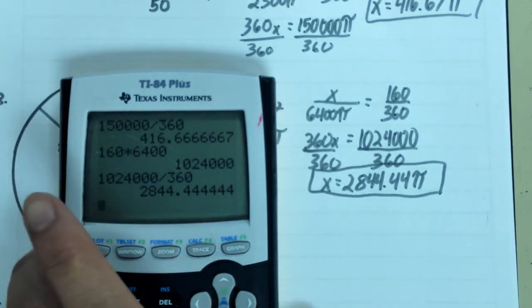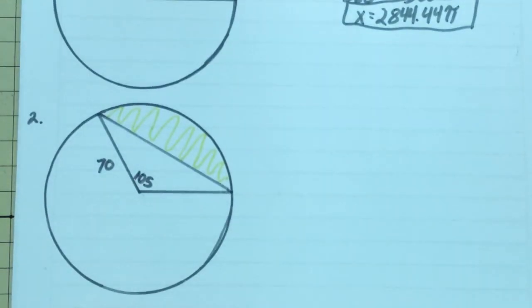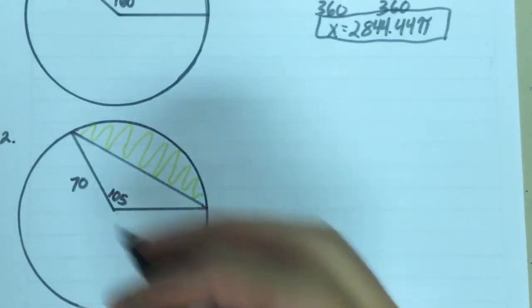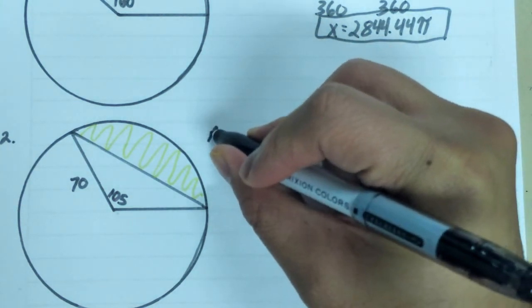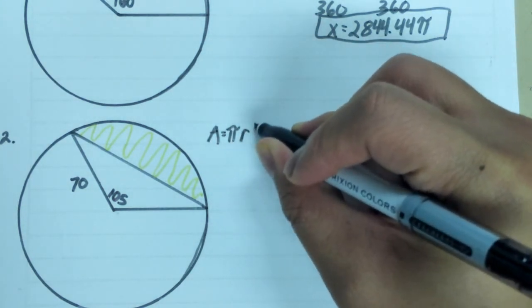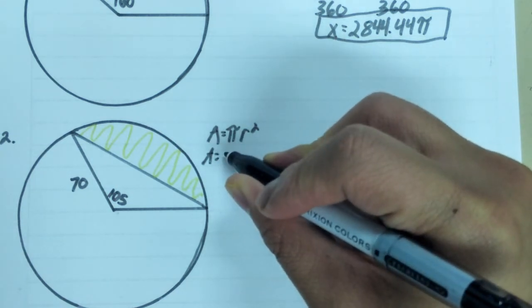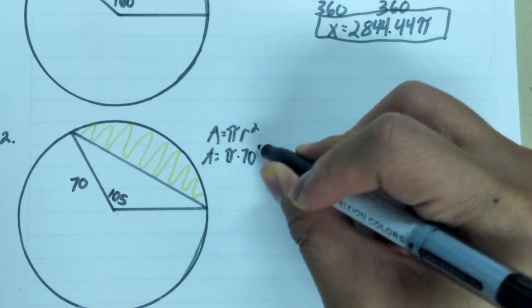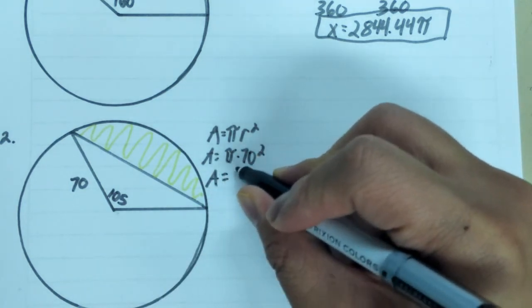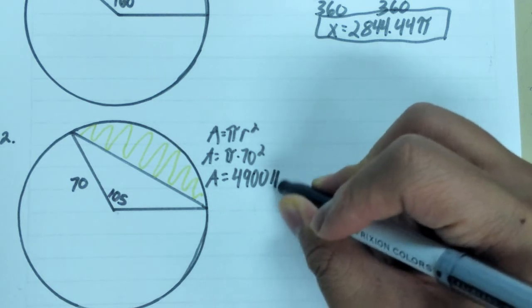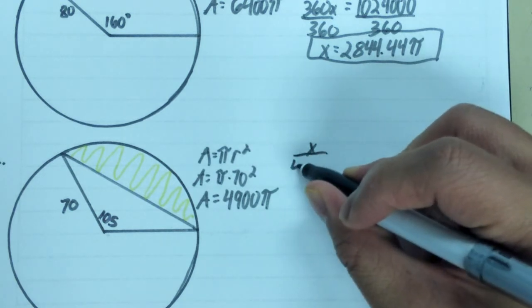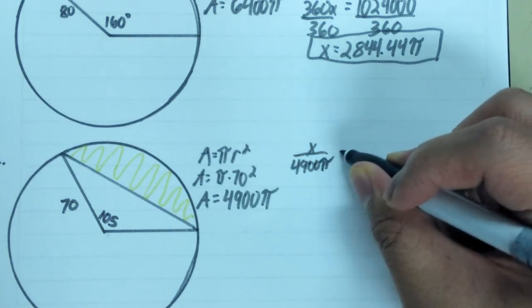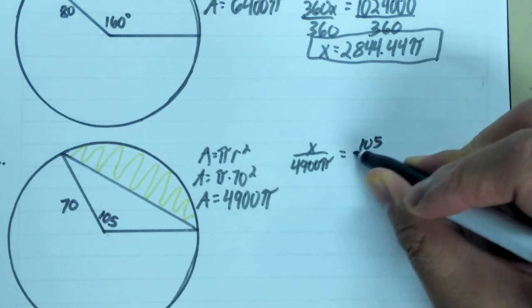And my very last example. Alright, bear with me here. Once again, we have that segment area. So first, I need to find the sector area of this entire slice. Area of my slice: again, we need area, pi r squared, which makes it pi times 70 squared. 70 squared is 4,900. And then we set up our proportion. X over 4,900 pi equals 105 over 360.